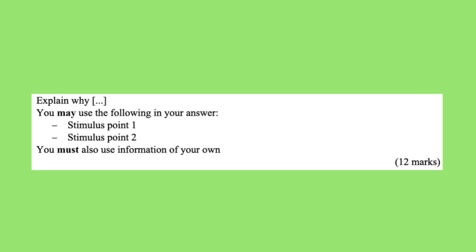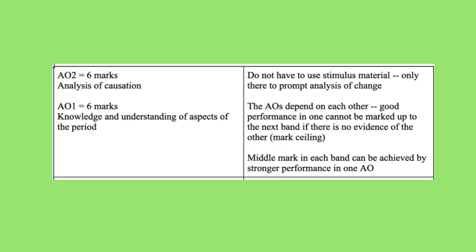It will say, explain why, then it will give you 2 stimulus points, and then say that you must also use information of your own. This will be for 12 marks. This is the mark scheme. Now you will see that 6 of those marks were awarded for AO2, which is your analysis of causation.